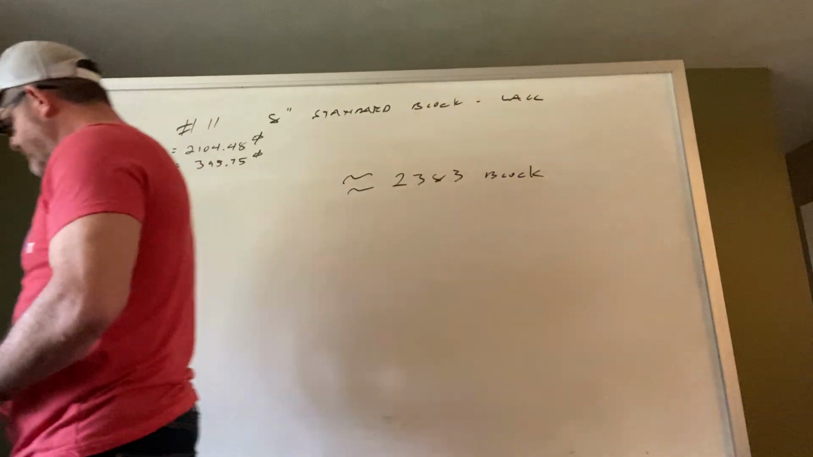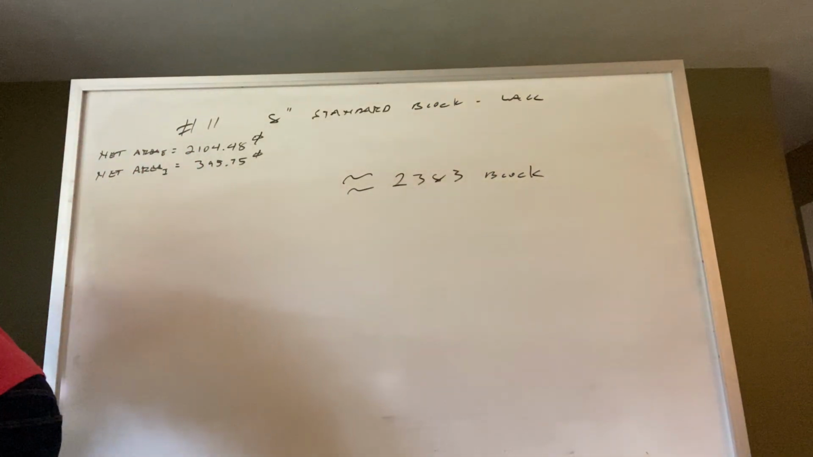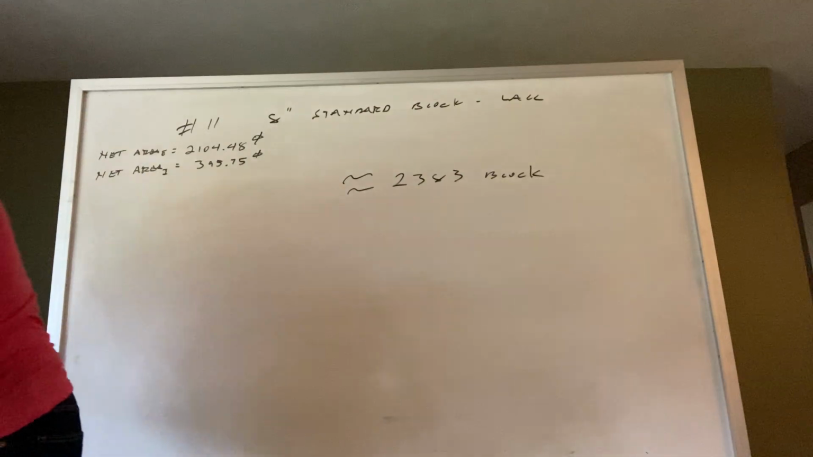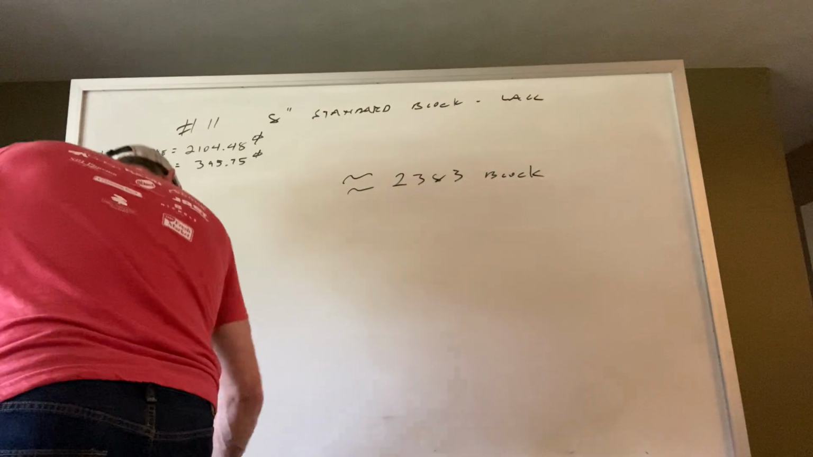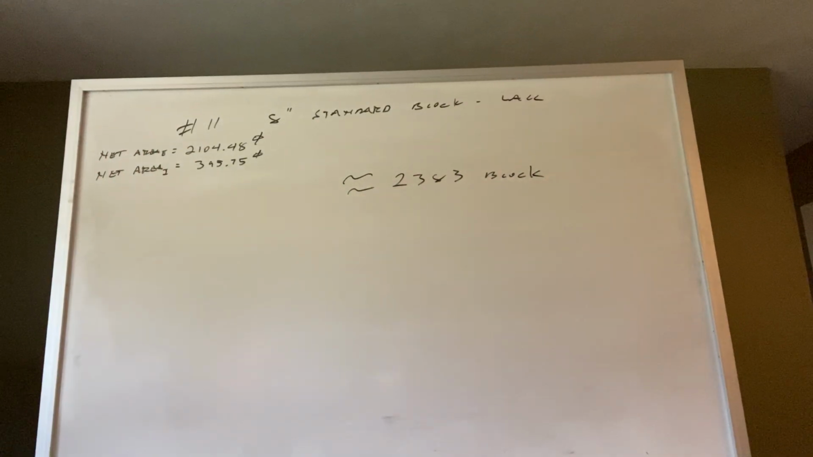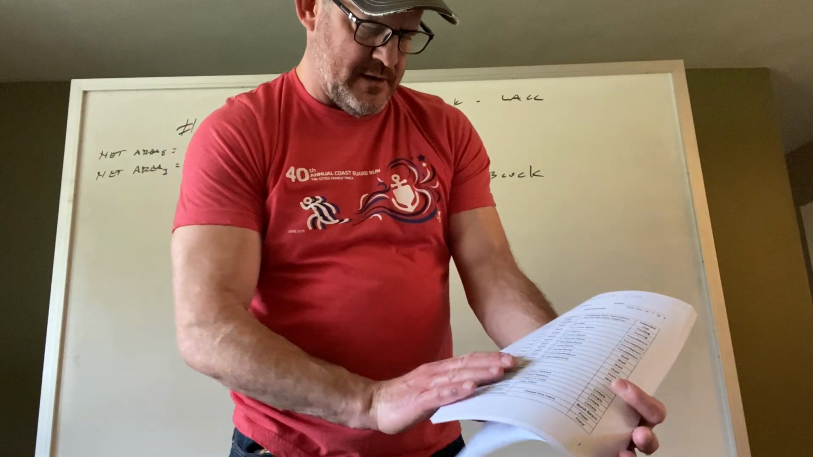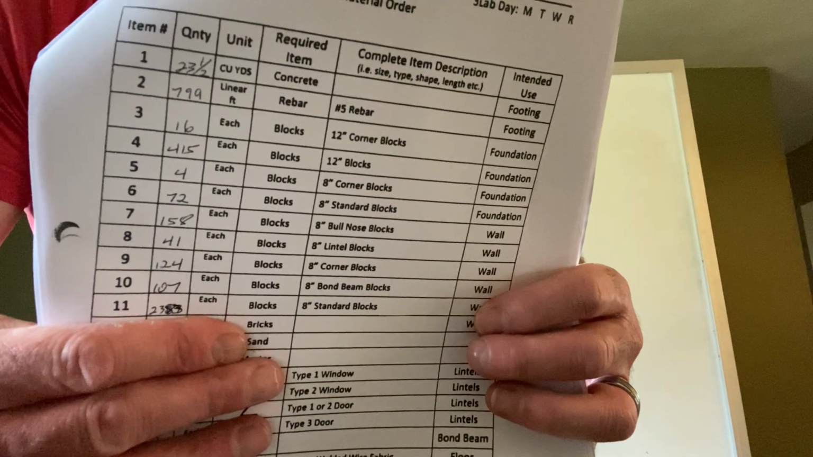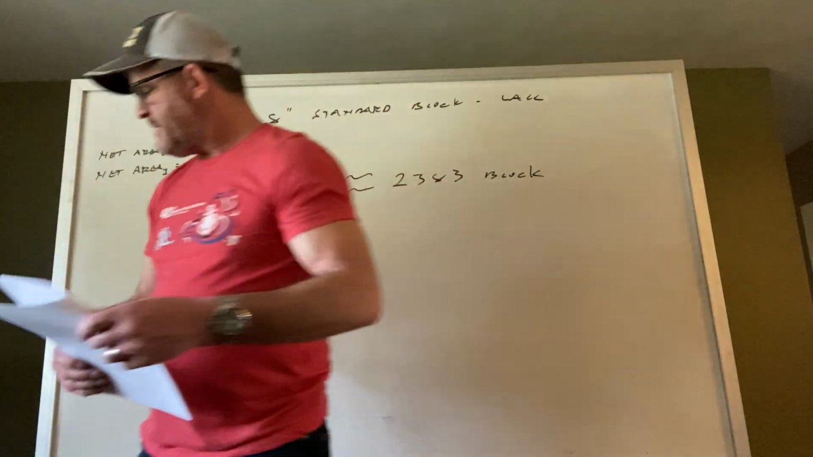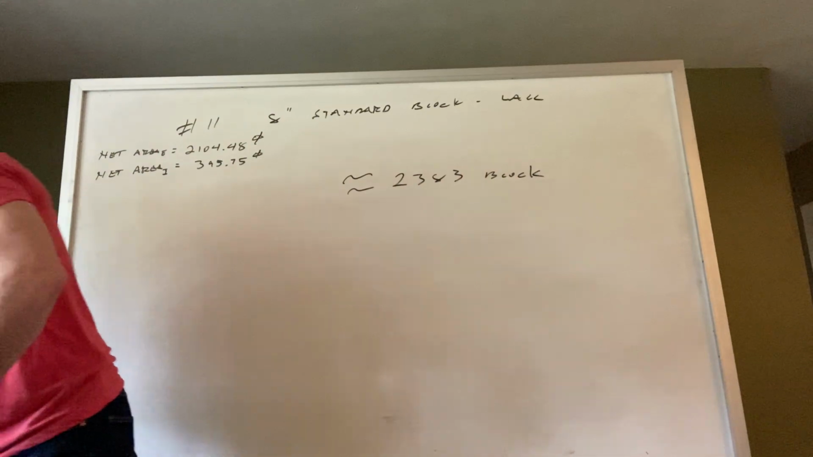$23.83 block. Okay? All right, so we are now finally going to write that in our list. Okay, so let's see here. Okay, number 11 is going to be my 2383 block. Okay, everybody should be following along with the list just fine.